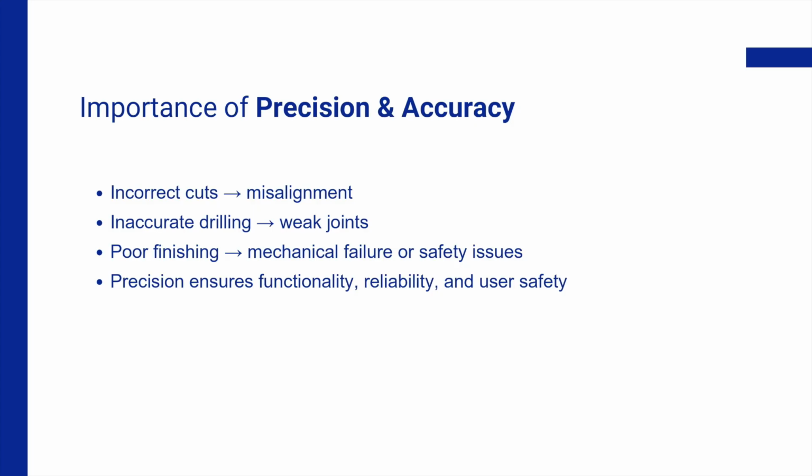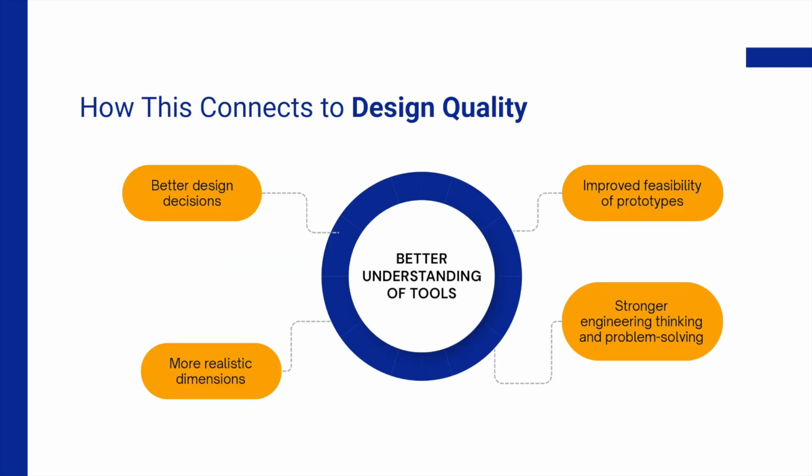Okay. All right, how does this connect to design quality? When engineers understand precision and accuracy and machining limitations, it directly improves the quality of their design. For example, engineers who understand machining will avoid unnecessary tight tolerances that are difficult to achieve, or shapes that are difficult to fabricate. Instead, the design will consider practical dimensions, proper clearance, and also realistic surface finishes.